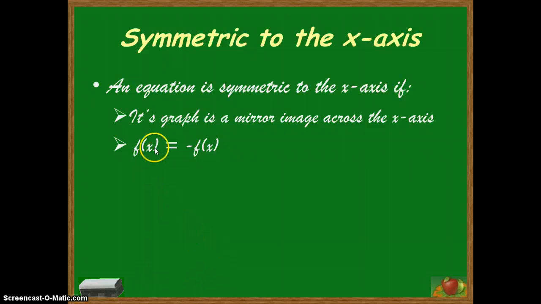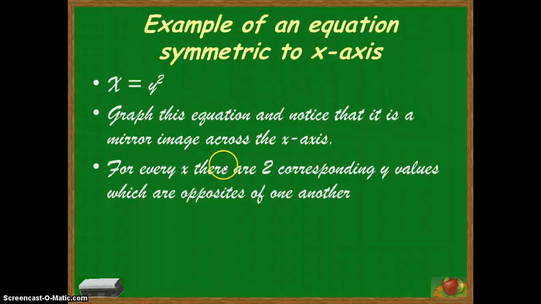Symmetry to the x-axis. An equation is symmetric to the x-axis if its graph is a mirror image across the x-axis and f of x equals negative f of x.